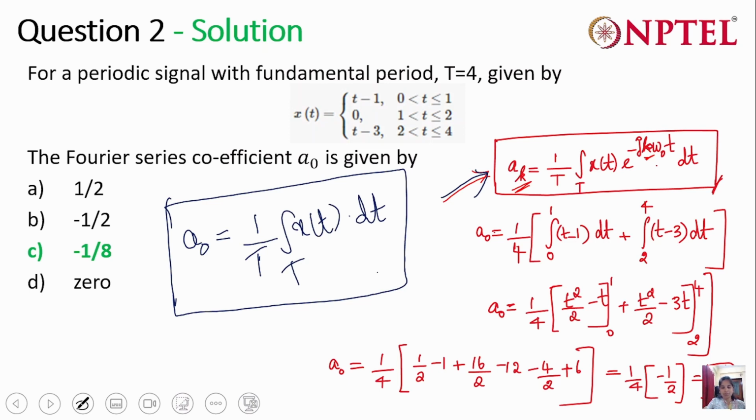Now we know that the fundamental period T is equal to 4. So 1 by 4, and then we have to split the integral. Totally we have 3 parts and the second part is just 0. So it will just be integral 0 to 1 of (t minus 1) dt plus integral 2 to 4 of (t minus 3) dt. Now you just have to solve these two integrals, substitute the limits, and if you solve this, we are getting the answer a naught as 1 by 8.